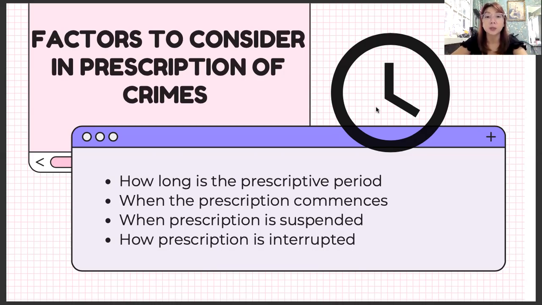Offenses punished by imprisonment for 2 years or more but less than 6 years prescribes in 8 years. While offenses punished by imprisonments for 6 years or more prescribes in 12 years. For treason, it prescribes in 20 years, and violations penalized by municipal ordinances, it prescribes in only 2 months. So the commencement of the prescription naman, let's go there.